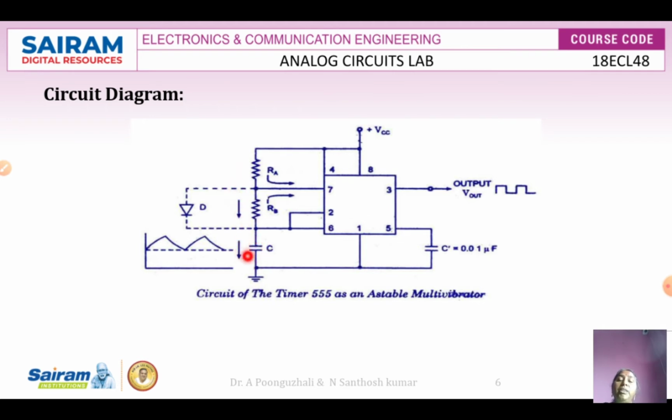So here, when the capacitor is charged, your voltage will rise to 1 by 3 VCC. So 1 by 3 VCC means my output of this is going to be in the high state there. So here again my capacitor will be charged like this. When the capacitor is charged like this, it will reach a maximum of 2 by 3 VCC. So once your voltage across the capacitor reaches 2 by 3 VCC, my output comes to the low state.